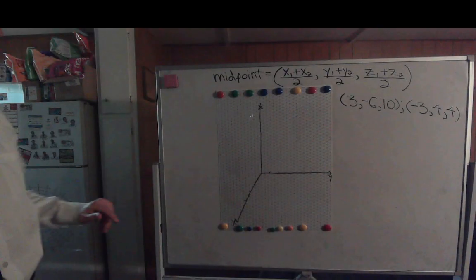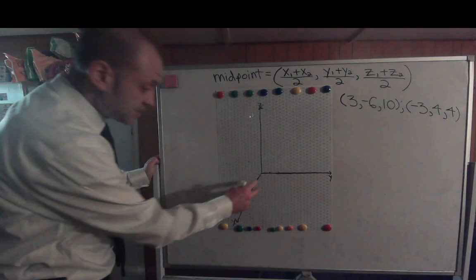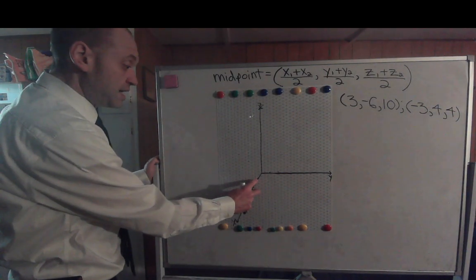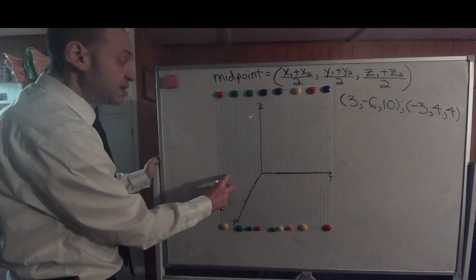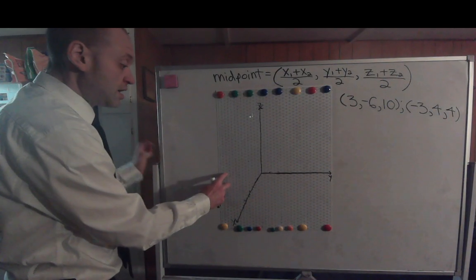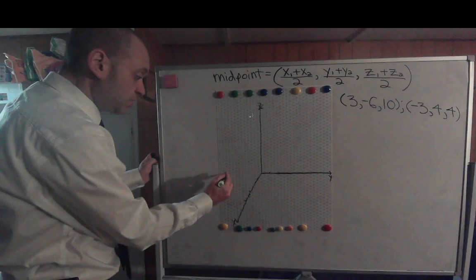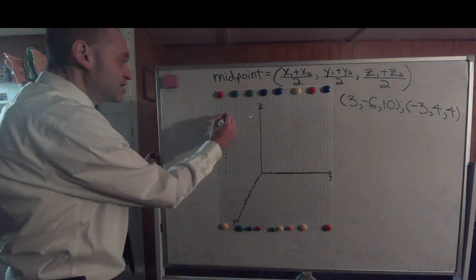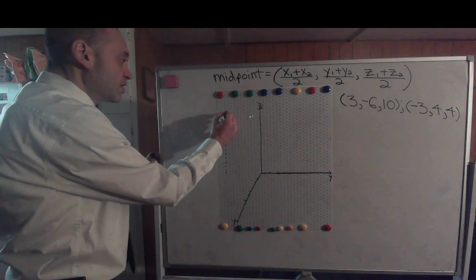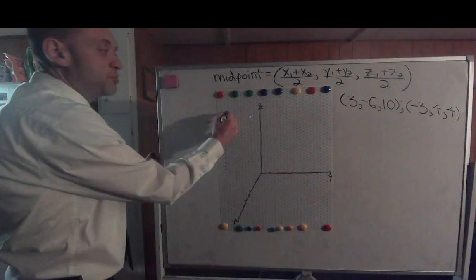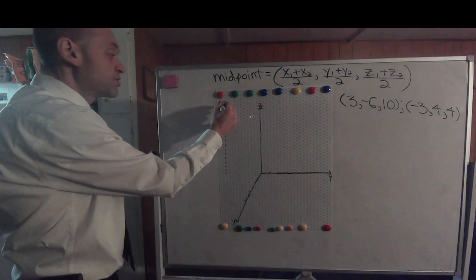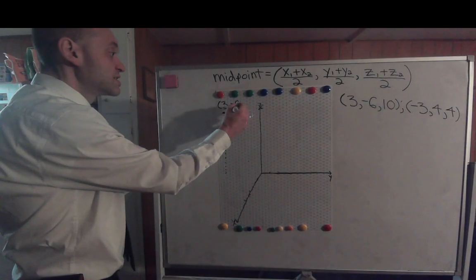plot these real quick. So 3 on the x would be about right there. Negative 6 on the y, so I have to go this way. That put me about right here. Once I found my xy, I'll just draw my dots and go up about 10 units here. And then I'll plot my point in space. This would be 3, negative 6, 10.